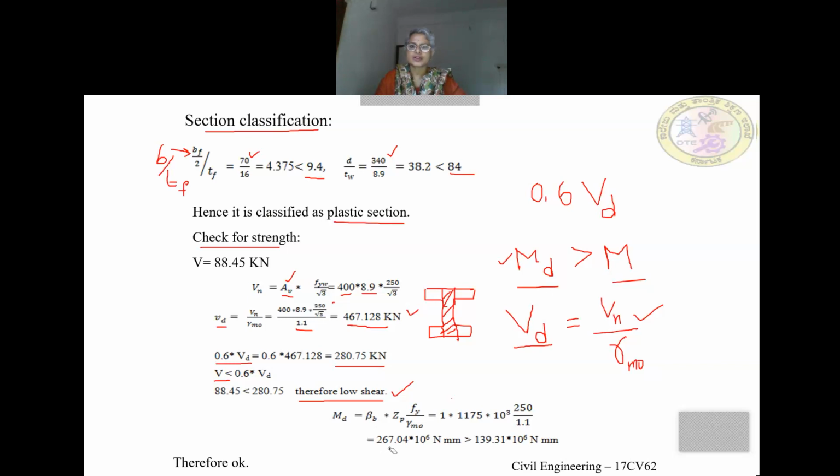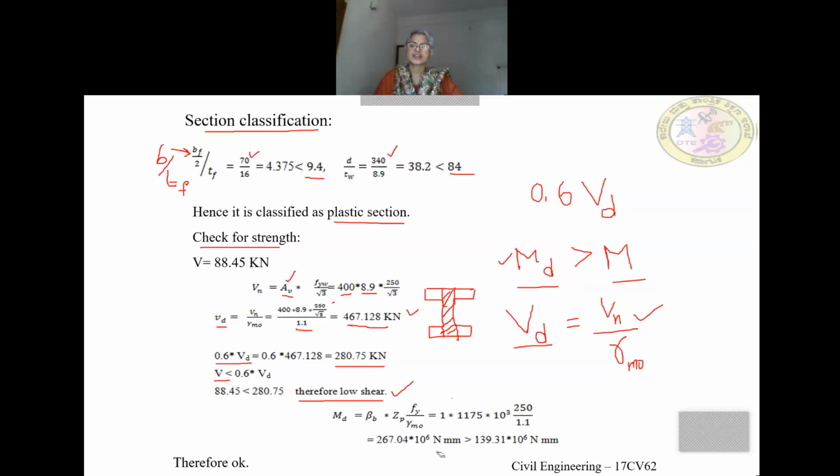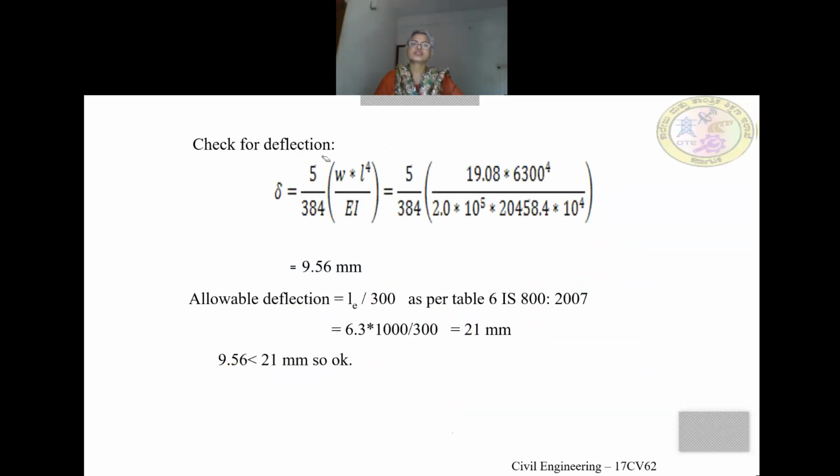So Md is 267.04 into 10 to the power of 6, which is greater than 139, sorry, the bending moment which is coming. So this is the calculated design moment, that is 267.04 into 10 to the power of 6. This is the actual moment coming which we have calculated here, 139.31. So it is greater. So the moment carrying capacity is much higher than what is actually coming on the beam. So it is safe. Then we have to check for the deflection.